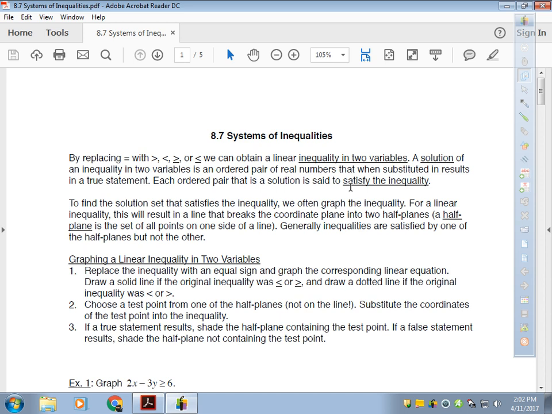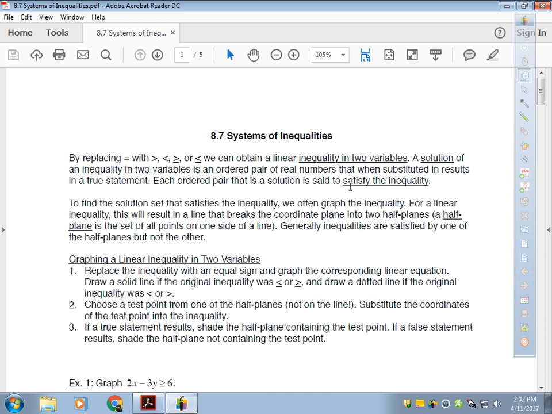Now, one of the differences with systems of inequalities is sometimes there's not just one answer. Sometimes there's an infinite number of answers, where any number in this certain field will answer the question. Generally speaking, when we talk about inequalities, we graph them, because usually the graph allows us to see the solution set a little easier. When you draw the graph of these things, it breaks the coordinate plane into what are called two half planes, one on each side of the line.